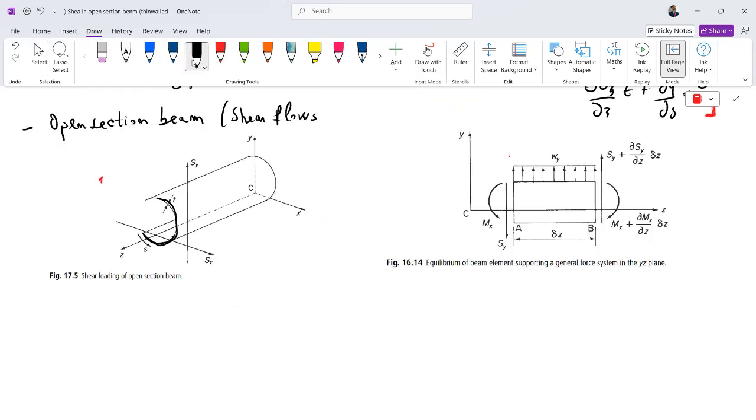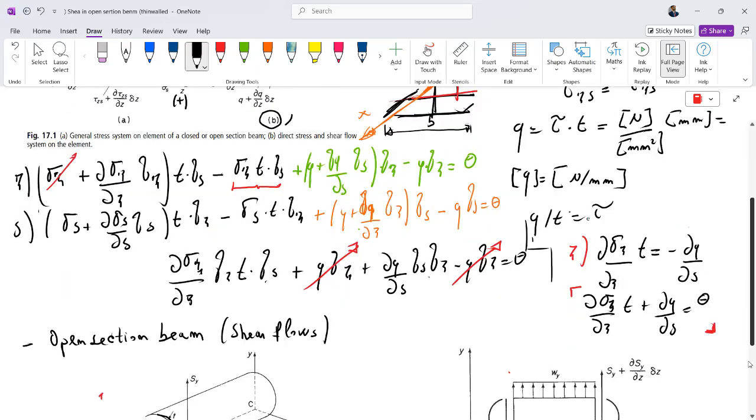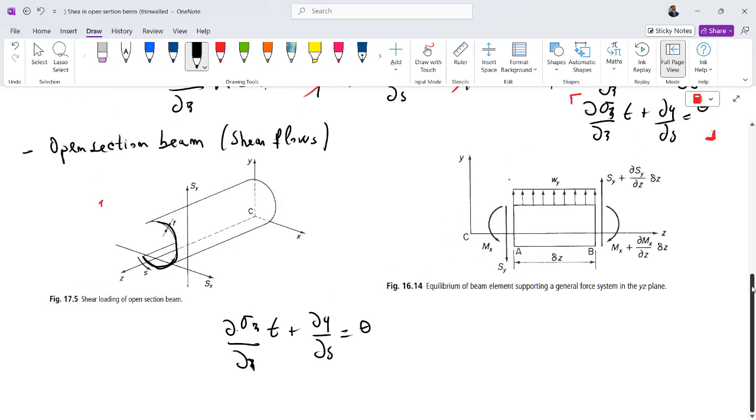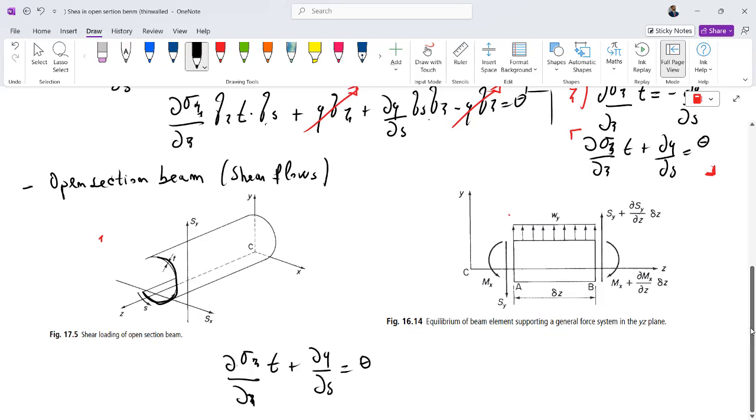The equation to use for the open section beam to derive the shear flow is this, clearly along the zeta axis, that is d sigma z divided by dz times t plus dq divided by ds is equal to 0. This is the equation from where we want to start. We have reached this equation also here. So we have a general shape of an open section here from figure 17.5 that is similar to the channel shape. So the channel shape is an open section beam, while a box beam is a closed section beam. It's clear because here we don't have the continuity of the beam.